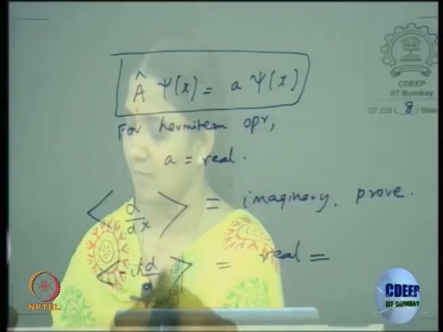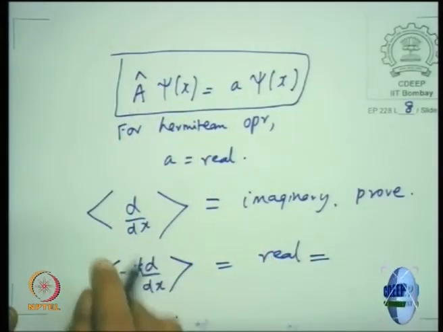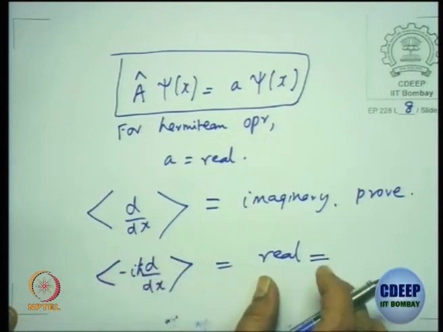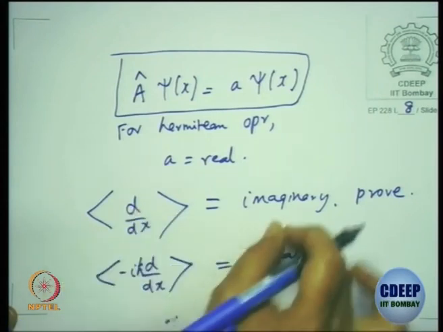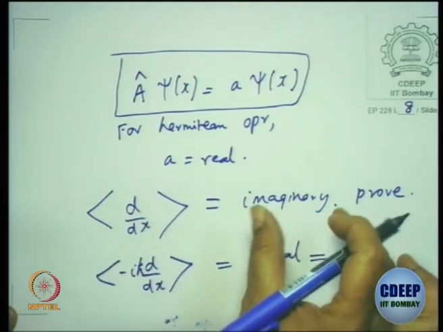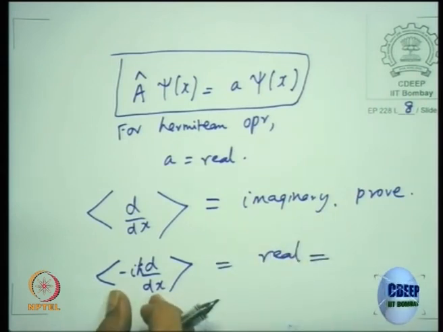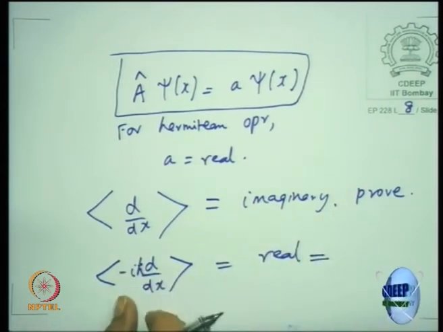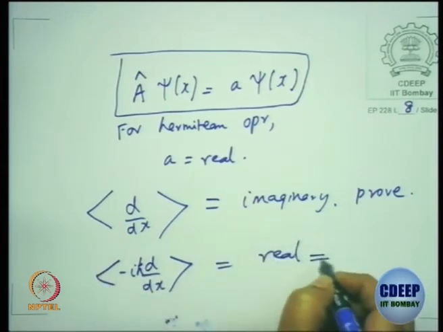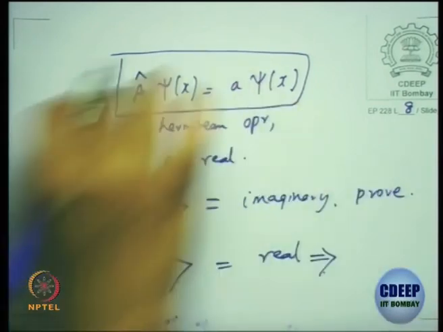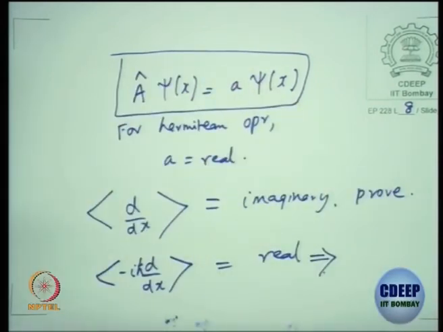So if you want to call something an observable, the expectation value of the operator should be real. The d by dx operator's expectation value is not real, it is imaginary. So for you, the momentum operator is minus i h cross del by del x, because that expectation value will be real. This is something which if you know, then we can go on. I will do this on Wednesday after you come back from your break, and then I'll tell you the hermiticity condition. Okay. Let me stop here.